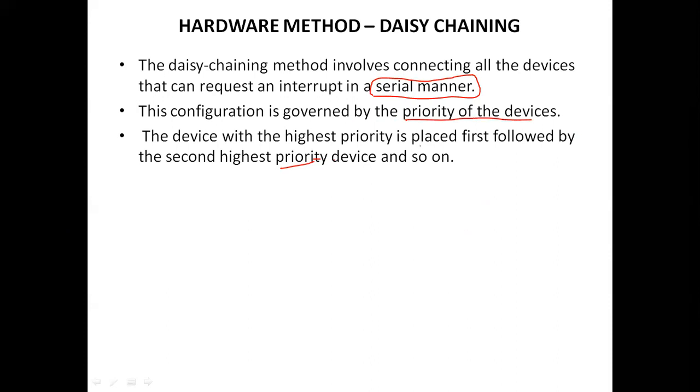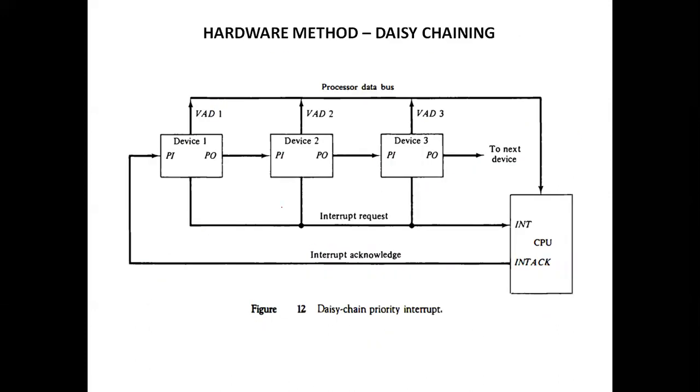How are the devices connected? According to the priority. First device, first priority, next second priority, next third, next fourth, like that. The devices are connected serially one after another. The device with the highest priority is placed first, followed by the second highest priority levels. So I'll explain the working of this daisy chaining method.